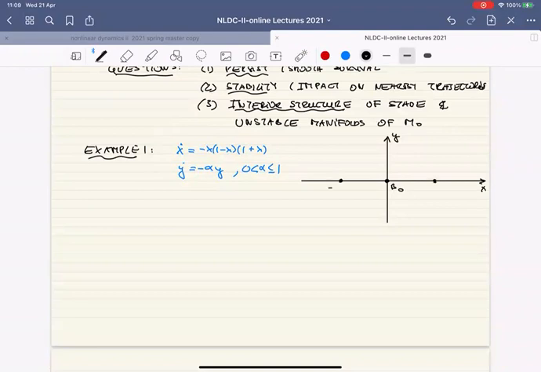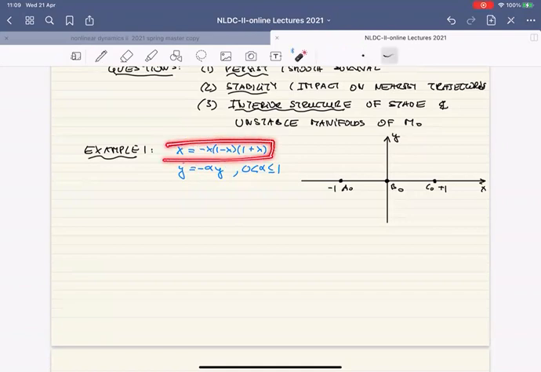So if this is minus 1 and this is plus 1, I call this equilibrium point A naught and I call this equilibrium point C naught. Okay, those are fixed points. And then what else can I establish? Well, just quickly, because the equations decouple from each other, I've already identified one invariant line, which is here, but there will be other invariant lines that I identify from here.